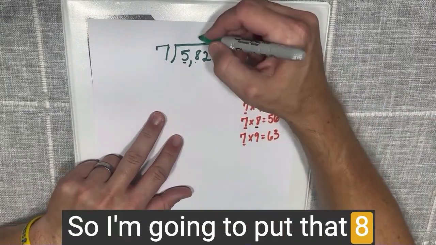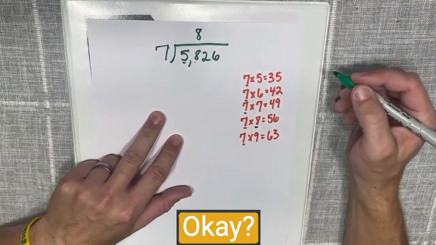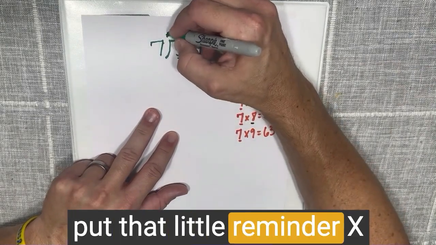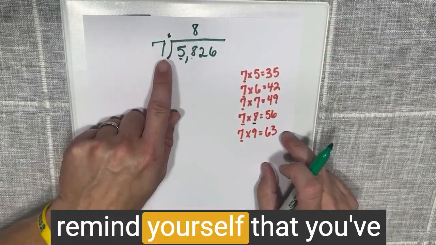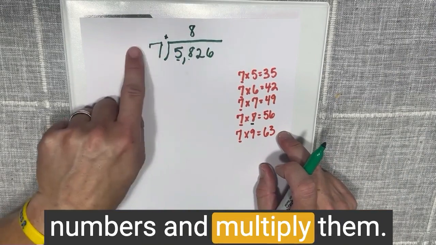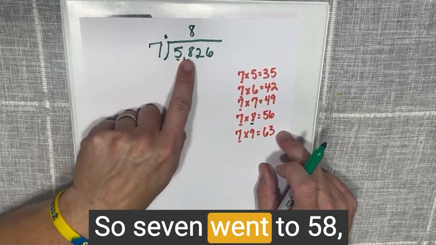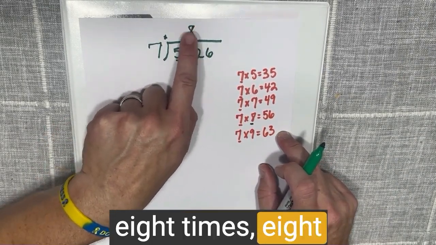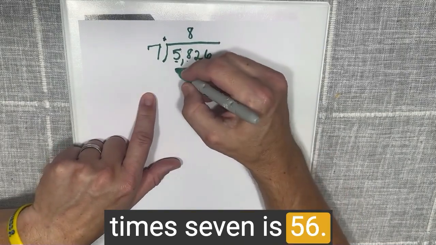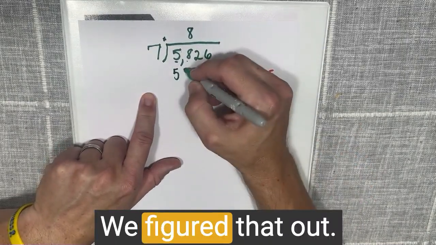So I'm going to put that 8 up here at the top. Okay. If you need to, you could put that little reminder X there in the corner just to remind yourself that you got to take those two numbers and multiply them. Okay. So 7 went into 58 8 times. 8 times 7 is 56. We got that here. We figured that out.